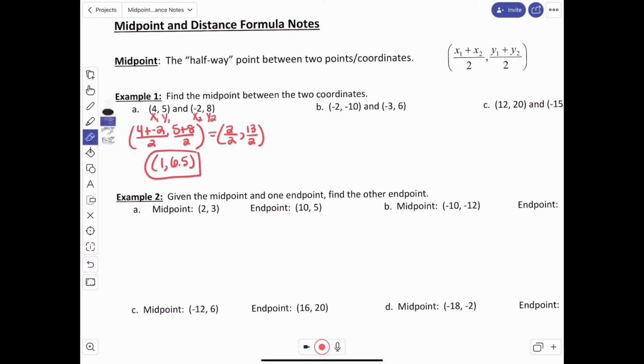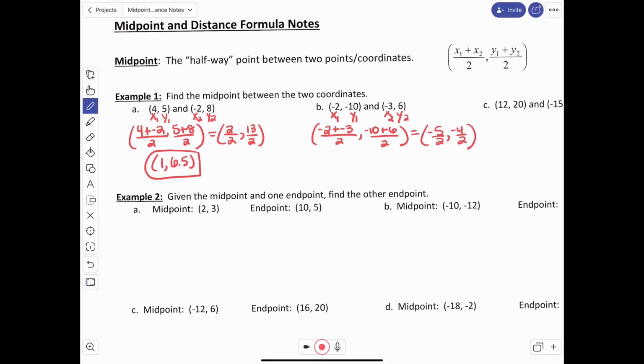So our second one here, so you've got your x and y, and think of it as like your first set of points, your second set of points. So you add -2 plus -3, divide by 2. You add -10 plus 6, divide by 2. So -2 plus -3 is -5. -10 plus 6 is going to be -4.